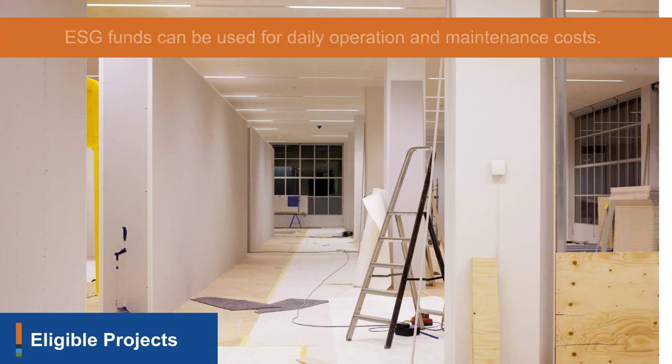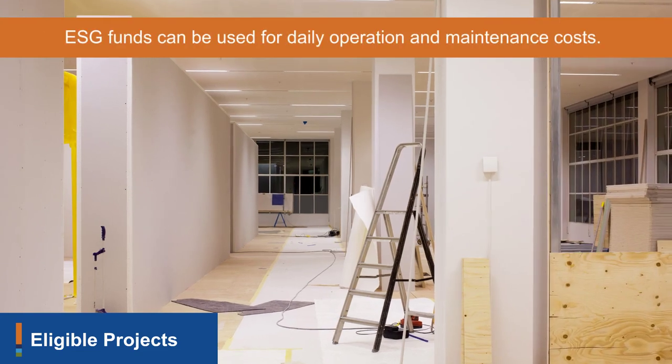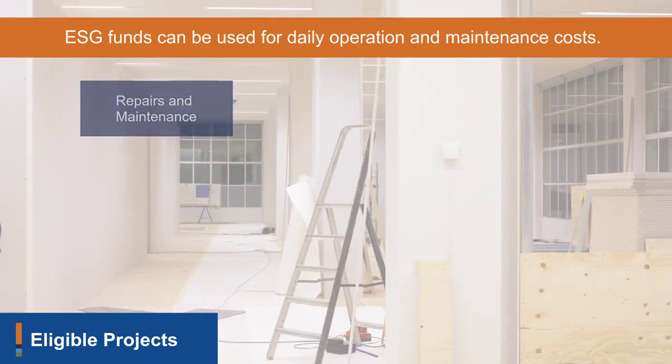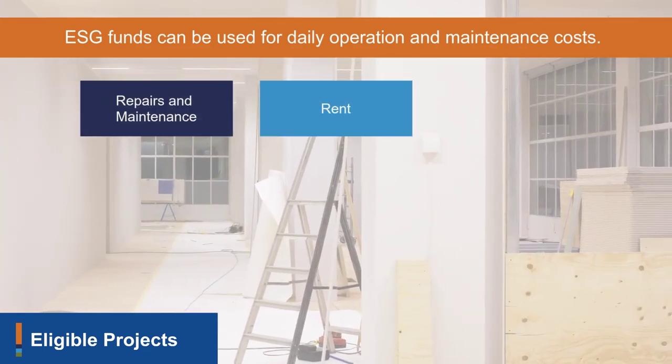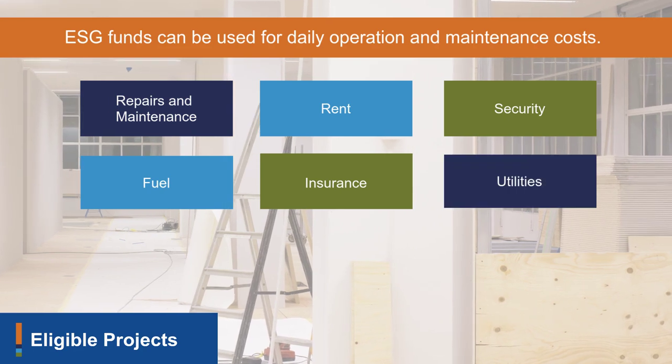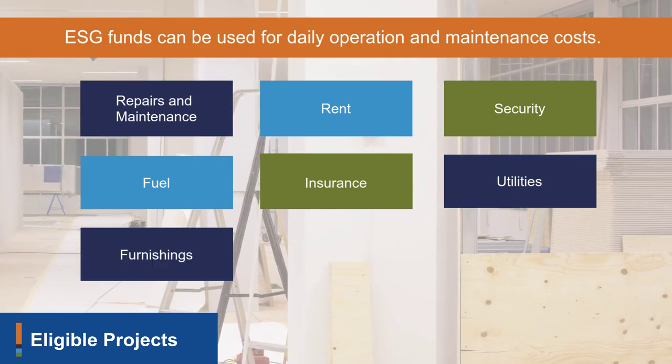Additionally, ESG funds can be put toward the costs to operate and maintain an emergency shelter on a day-to-day basis. These can include repairs and maintenance, rent, security, fuel, insurance, utilities, or furnishings for the shelter.